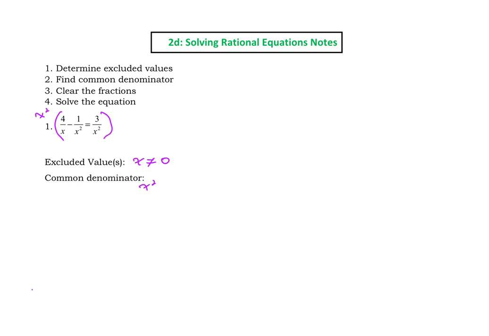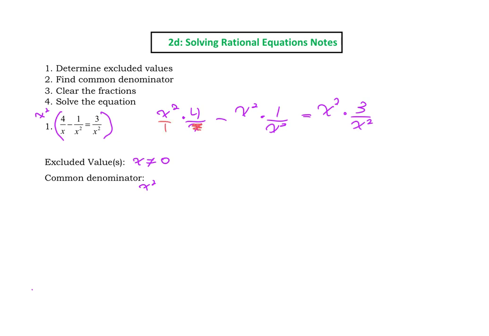equation by x squared. For this one, I'm going to show you the long way, and then I use a kind of shortcut so I don't have to write as much. So I'm going to do x squared times 4 over x minus x squared times 1 over x squared equals x squared times 3 over x squared. So here when I'm multiplying, remember I can cross reduce.